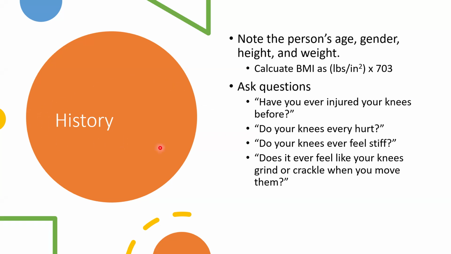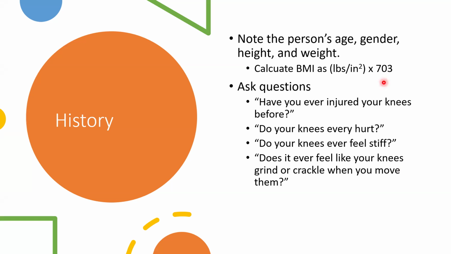So we always start with history, talking to the patient, to the client. We'll start by asking them their age, gender, height, and weight. Age and gender obviously are risk factors: female gender, age over 50. Height and weight allow you to calculate BMI. And remember, a BMI over 24 is considered another risk factor.